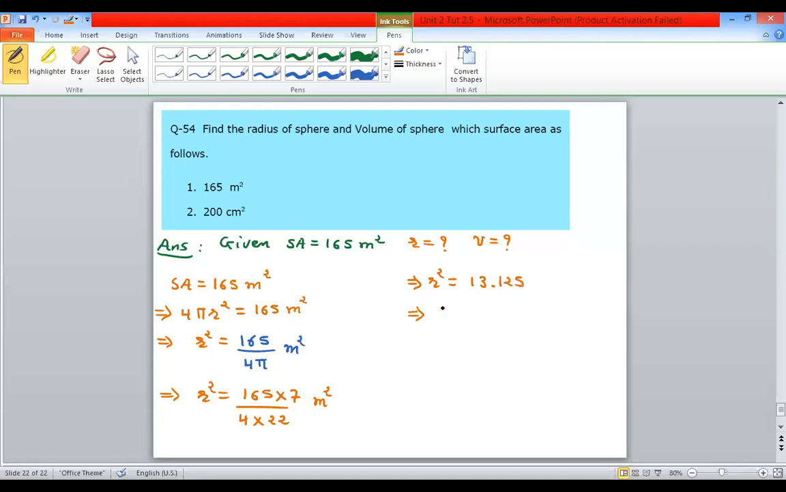I want r, not r square. So r is equal to the square root of 13.125. Find the square root of this. It's 3 point something. So your radius is 3.6 meter.